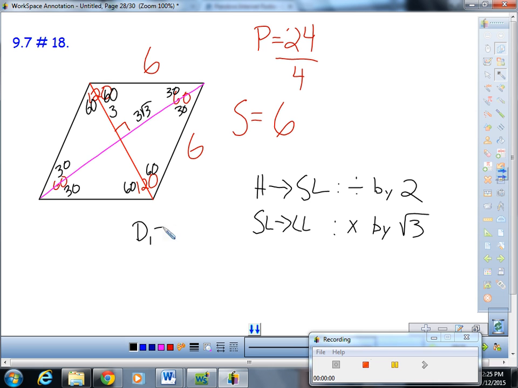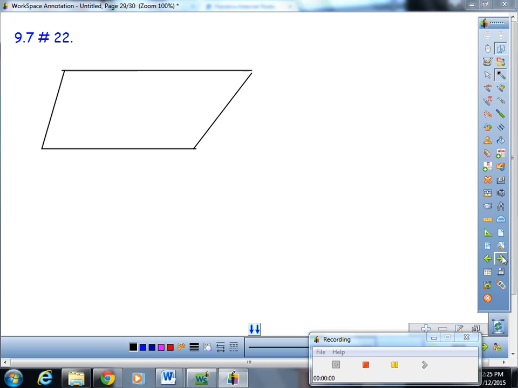So D1 is 3 times 2, which is 6. Keep in mind, this is 3, and 3 times 2 is 6. And D2 is 3 radical 3 times 2. Remember that 3x times 2 is just simply 6x, so that makes that 6 radical 3. Radical.